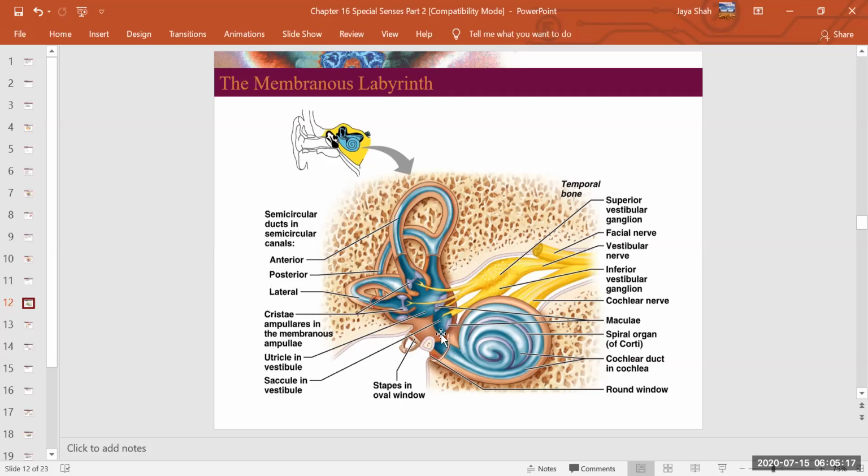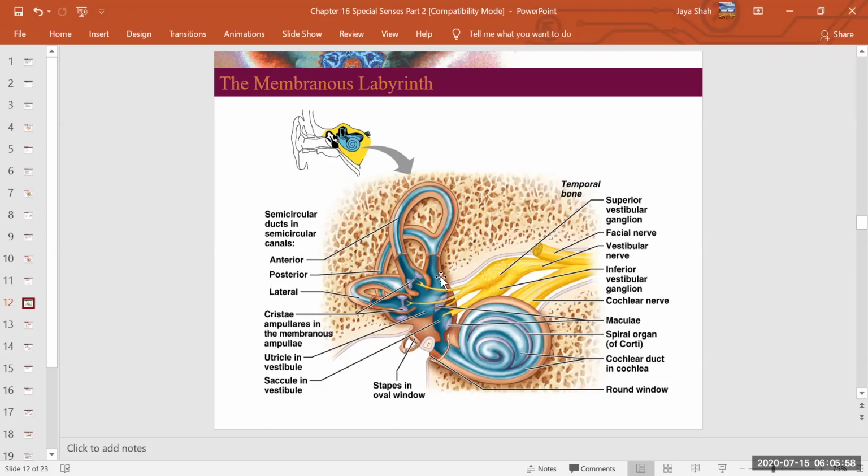These two here, the saccule and utricle, together are called the vestibule. And these three canals, the two vertical and one horizontal semicircular canals, here are the semicircular ducts. So this is anterior, posterior, and lateral, which is horizontal. These are vertical, and the lateral one is horizontal. So you see all of the membranous labyrinth.